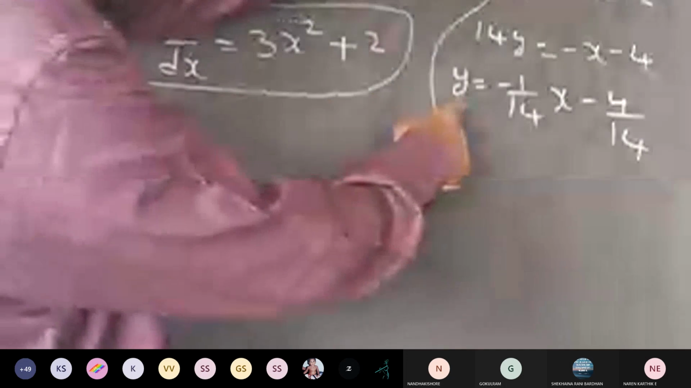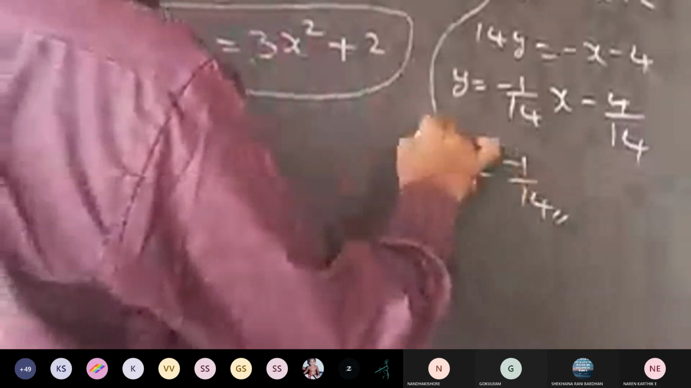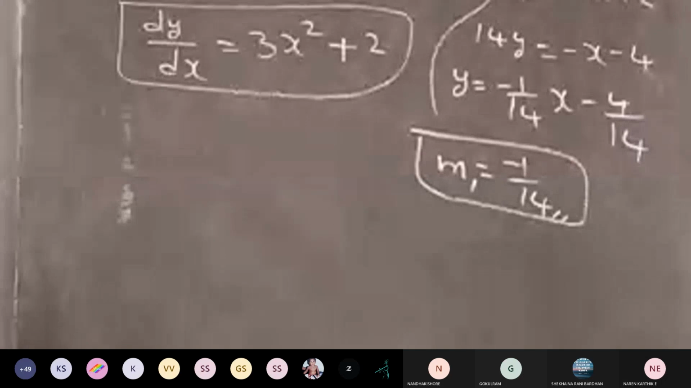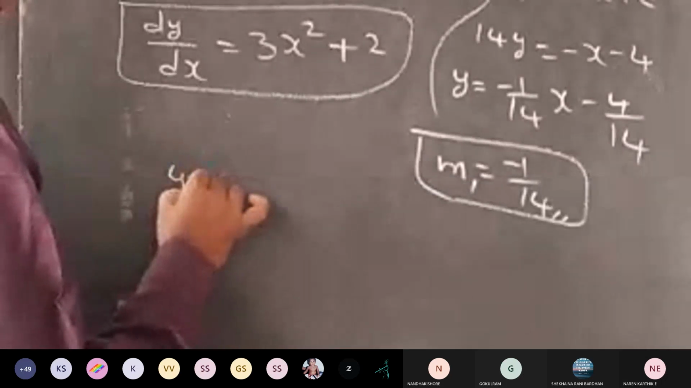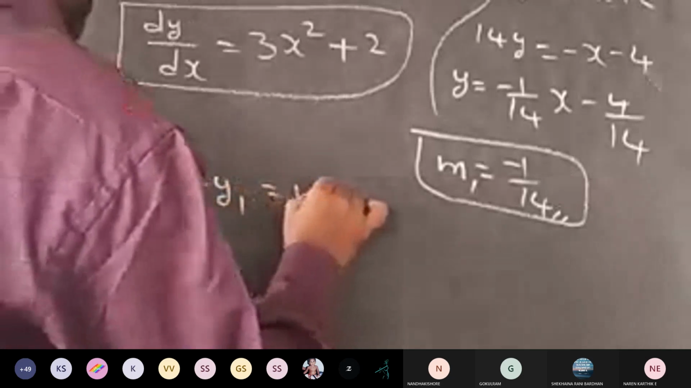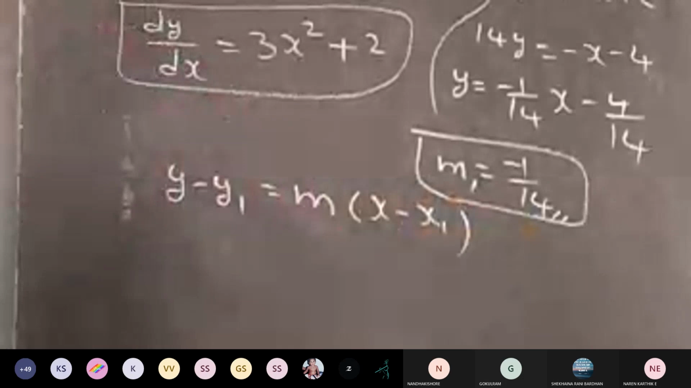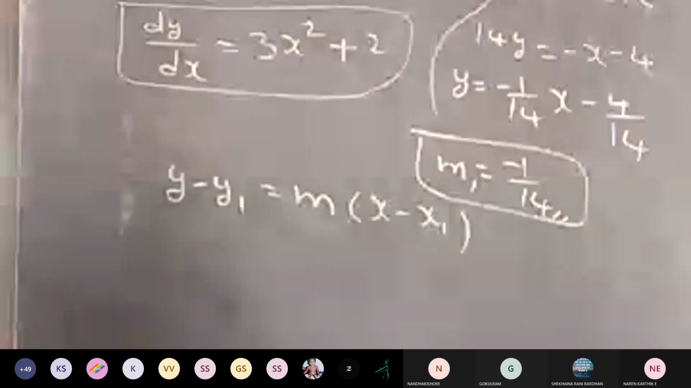Already you know the formula y = mx + c, so m is equal to -1/14. So this is the slope m. Now to find the equation, what do you want? y - y1 = m(x - x1). Yes, so now slope value got it.